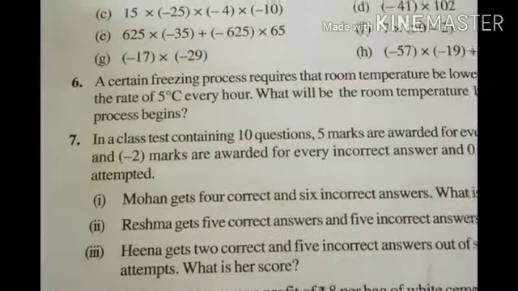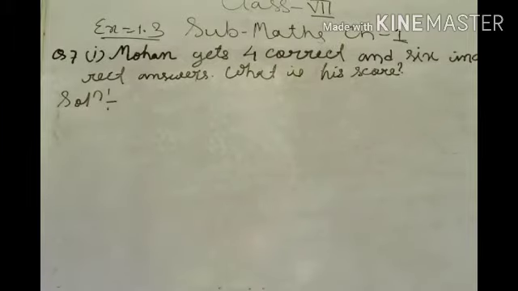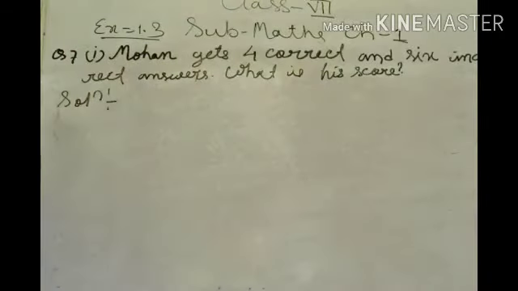Now question number 1. Mohan gets 4 correct and 6 incorrect answers. What is his score? Now the second question, Resma gets 5 correct answers and 5 incorrect answers. So what is her score? Now the third one, Hina gets 2 correct and 5 incorrect answers out of 7 questions she attempted. What is her score? So we have to find all the scores. If you give a right answer, you will get 5 marks. And if you give one wrong answer, you will get -2. So come to the solution. For a correct answer, we are getting how many marks? 5 marks, isn't it? And for an incorrect answer, we are getting -2.